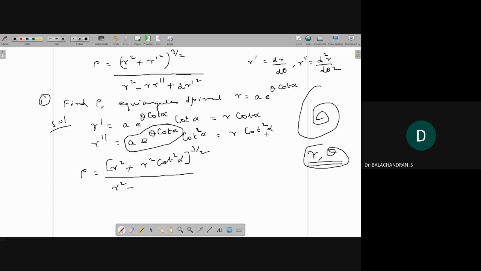Multiply this one by r. So minus r square into cot square alpha, and plus 2 into r dash square. R dash square is r square cot square alpha.